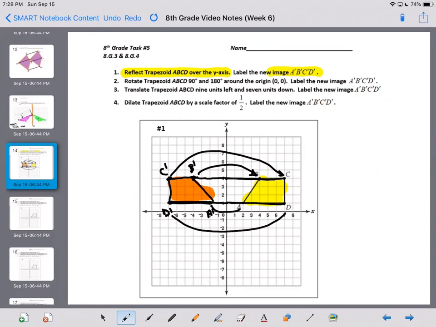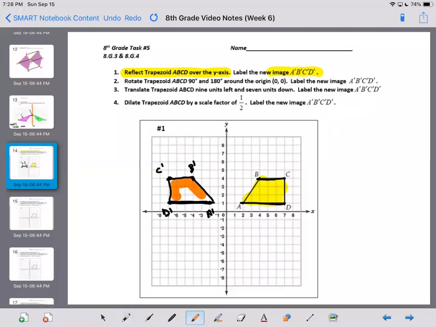So you have those same measurements. This is C prime. And then you can see that the orange shape is the new image, the yellow shape is the pre-image, and it was reflected over the y-axis. That's what it said. It said reflect over the y-axis.